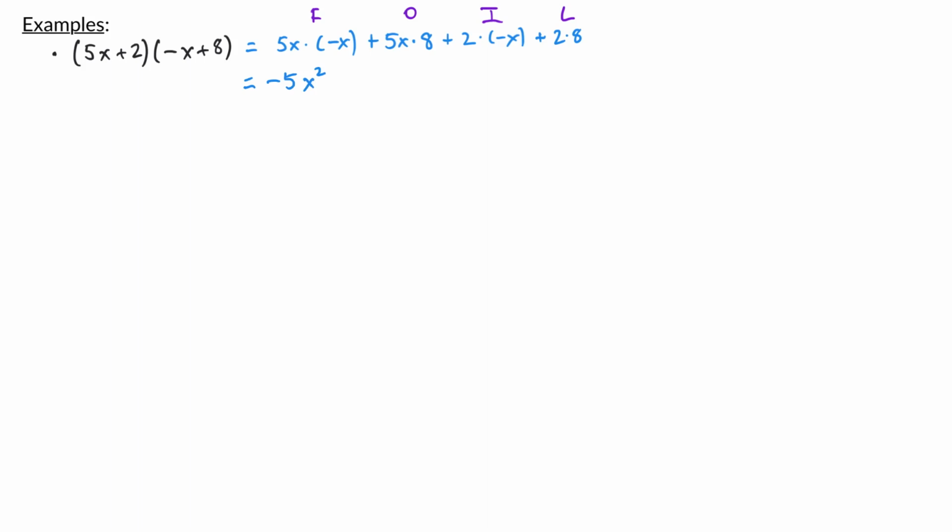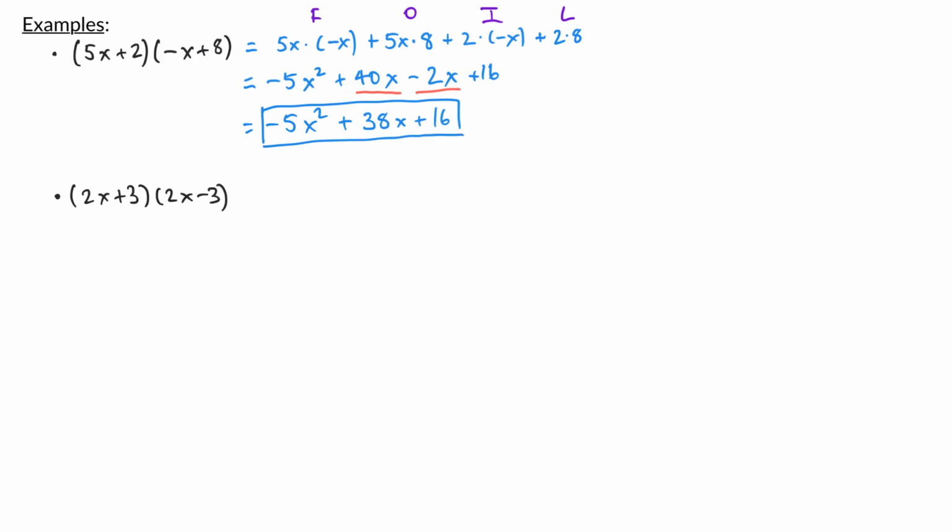Next, 5x times 8, multiplying the 5 and the 8 together gives me 40, and then I have a factor of x. Next, 2 times negative x, well, 2 times negative 1 is negative 2, and then I have a factor of x. Lastly, we have 2 times 8, which is 16. Next, we'll combine the like terms 40x and negative 2x to give us negative 5x squared plus 38x plus 16. So that's our final answer.